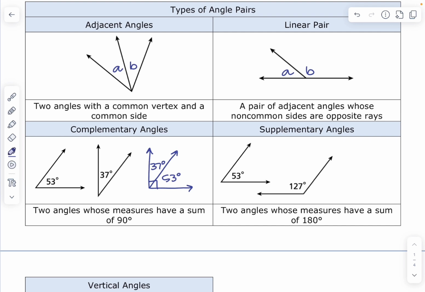Supplementary angles are two angles whose measures have a sum of 180 degrees. So add to 180 degrees, 53 plus 127 gets me 180. Just like complementary angles, they can be separate or they can be drawn as a linear pair. So I have 127 degrees here and 53 degrees here.